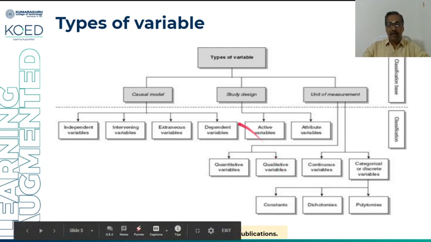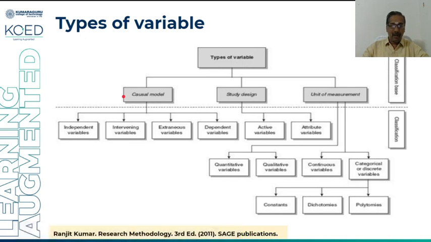Anyway, I'm going to discuss much more about the causal model exclusively. Under the causal model, you have to focus much more on the independent variable and dependent variable. So, as a synopsis or in a nutshell, you should focus much more on the dependent variable and independent variable. And we will link what the intervening and extraneous variables actually are. I am not going to discuss much about study design and unit of measurement, which are a little bit out of scope from the point of view of biostatistics.